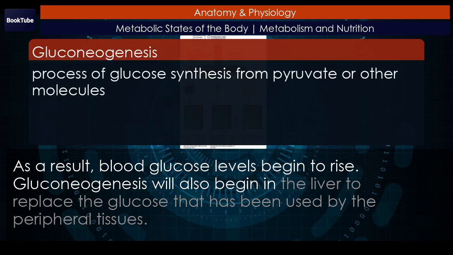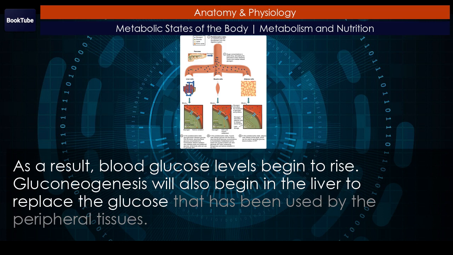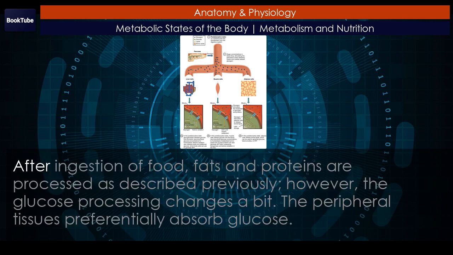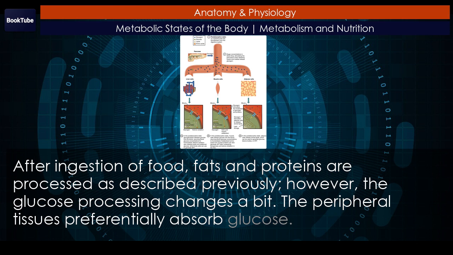Gluconeogenesis will also begin in the liver to replace the glucose that has been used by the peripheral tissues. After ingestion of food, fats and proteins are processed as described previously. However, the glucose processing changes a bit. The peripheral tissues preferentially absorb glucose.